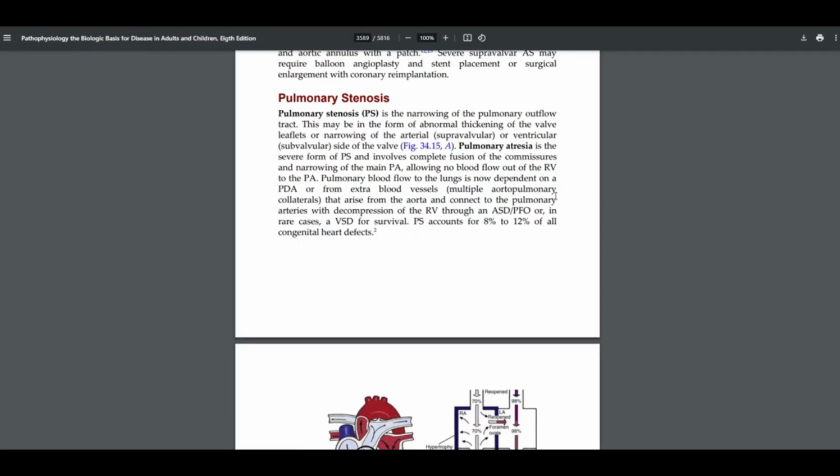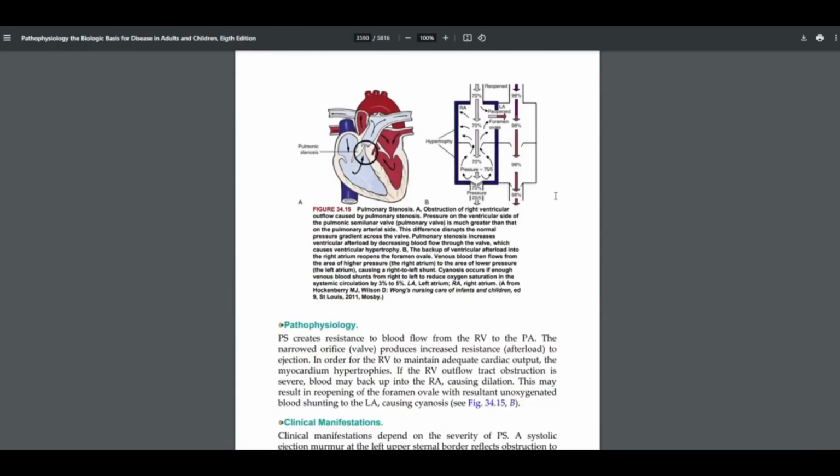Pulmonary blood flow to the lungs is now dependent on the PDA, or on extra blood vessels, multiple aortopulmonary collaterals, that arise from the aorta and connect to the pulmonary arteries, and decompression of the right ventricle through the ASD-PFO, or, in rare cases, a VSD, for survival. Pulmonary stenosis accounts for 8 to 12% of all congenital heart defects.